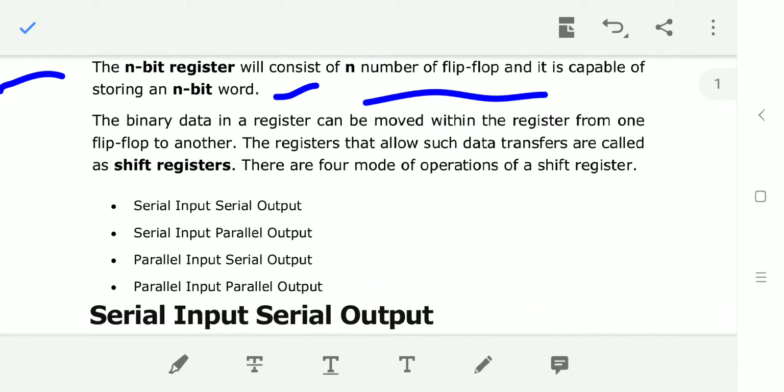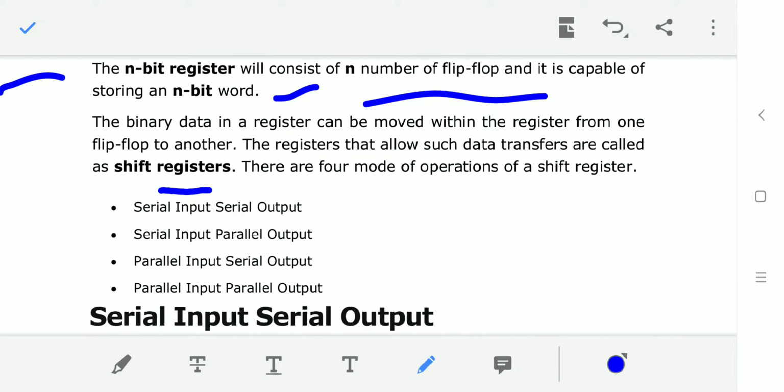The binary data in a register can be moved within the register from one flip-flop to another. The registers that allow such data transfers are called shift registers. There are four modes of operation of a shift register: serial input, serial output, SISO; serial input, parallel output, SIPO; parallel input, serial output, PISO; parallel input, parallel output, PIPO.